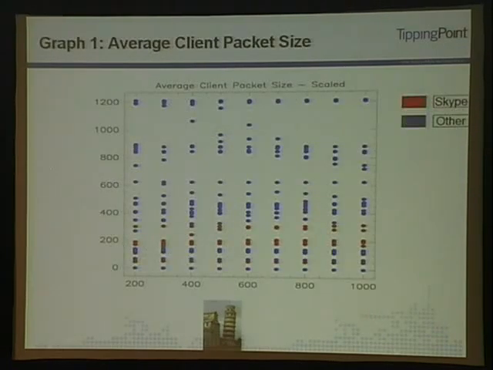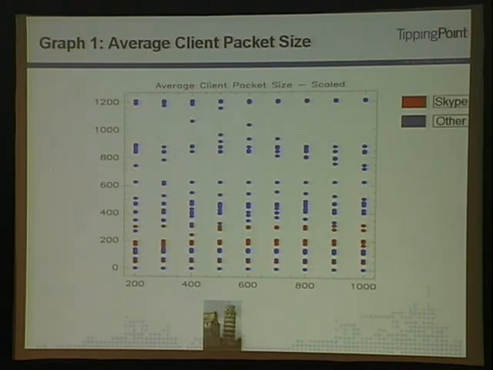So this is the average packet client size. What we're graphing here is, the lower axis is packet number, because obviously things look different early on than later on, and the vertical axis is the actual value graphed. Skype is red, and all other traffic is blue. So this is the average client packet size: this is traffic destined for the client, how big the packet is on average at that point.